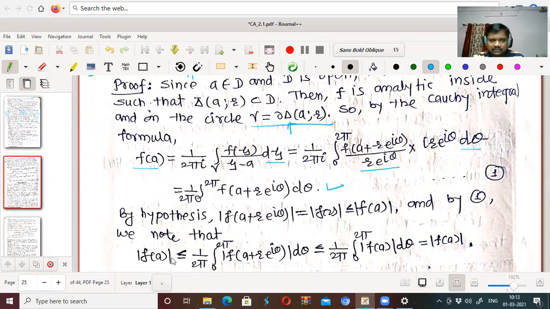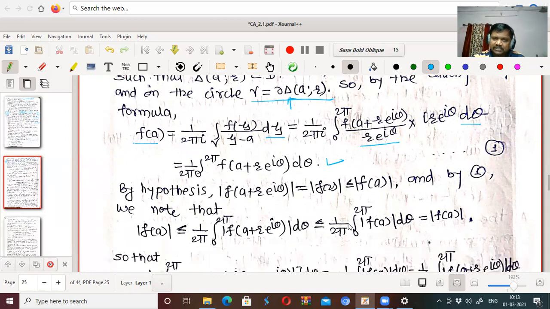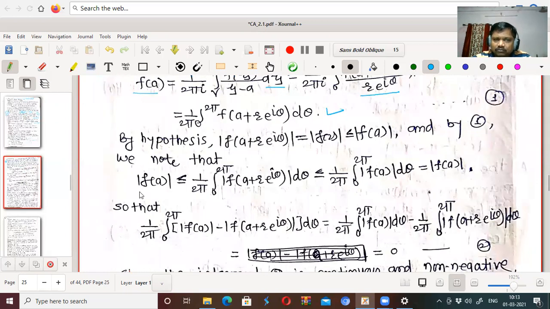So mod F of A is less than or equal to 1 upon 2 pi integral from 0 to 2 pi of mod of F of A plus R e to the power i theta d theta, which is less than or equal to 1 by 2 pi integral from 0 to 2 pi of mod F of A d theta, because mod of F of A plus R e to the power i theta is less than or equal to mod of F of A. Now this mod F of A can be taken outside, so we get mod F of A upon 2 pi integral from 0 to 2 pi d theta, which is theta from 0 to 2 pi, so we get 2 pi. 2 pi cancels with 2 pi, and we only get mod of F of A. So what we obtain is mod of F of A less than or equal to this term, which is less than or equal to mod F of A.